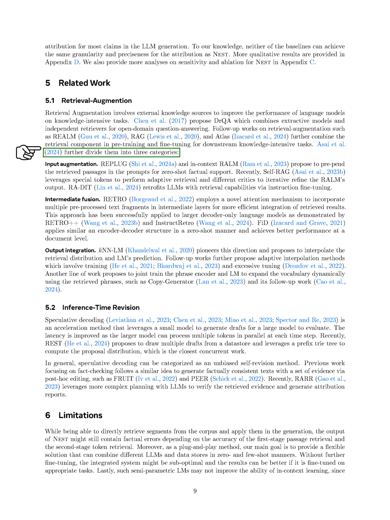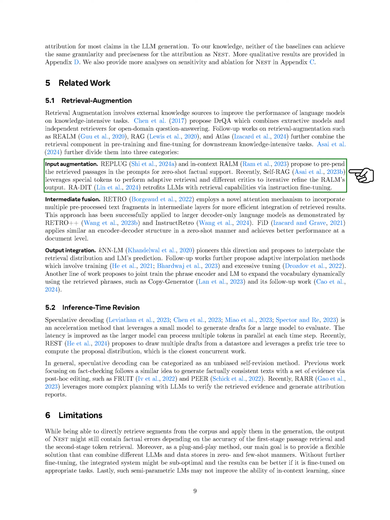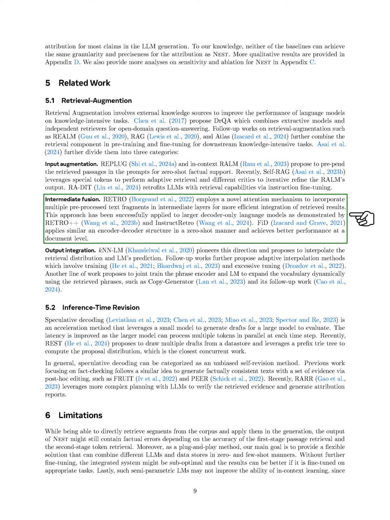1. Input augmentation. Methods like REPLUG and in-context RALM suggest adding retrieved passages at the beginning of prompts to provide factual support without prior training. Self-RAG introduces special tokens for adaptive retrieval and uses different critics to improve the output of RALM. 2. Intermediate fusion. RETRO uses a unique attention mechanism to include multiple pre-processed text fragments in intermediate layers for better integration of retrieved information.